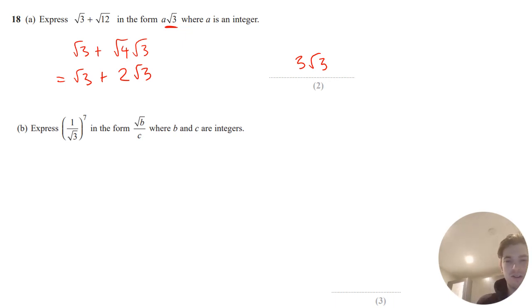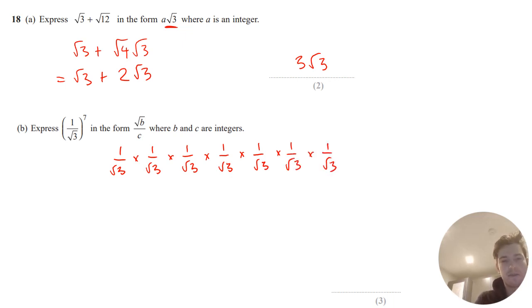Well, one thing I could do is let's just write all of this out. So I'm going to write this 7 times. And hopefully I'm going to be able to spot what I'm doing here. That's 6 and one more 7. Okay, well, how could I make this problem easier? Let's just take a look at 1 over root 3 times by 1 over root 3.